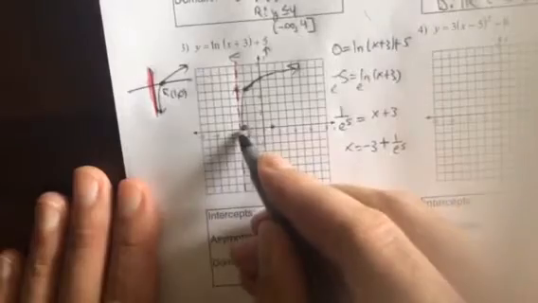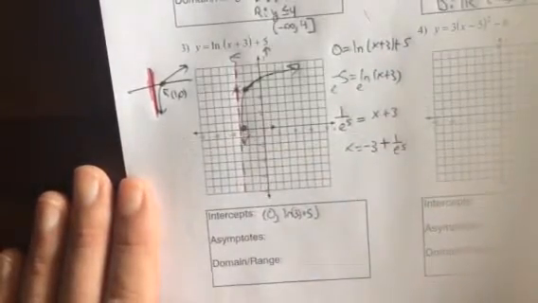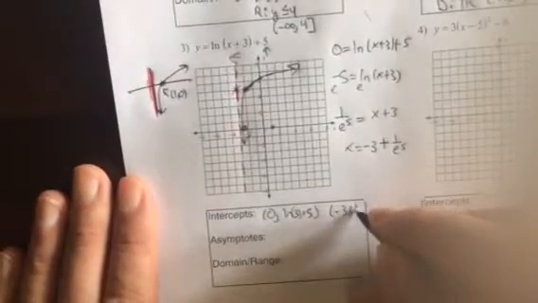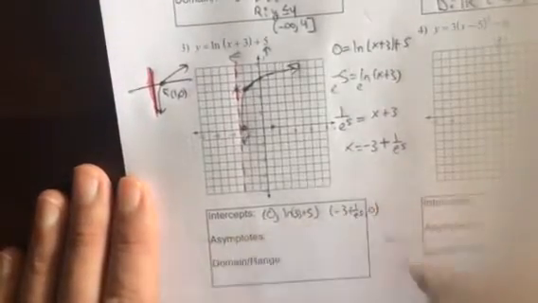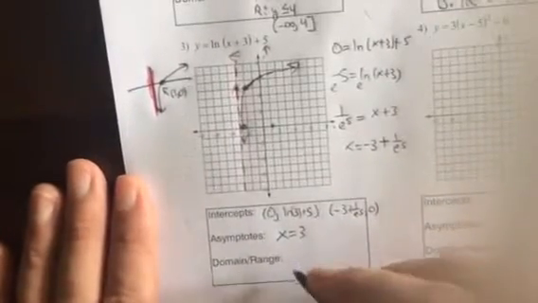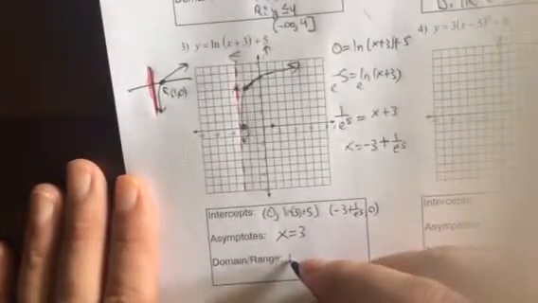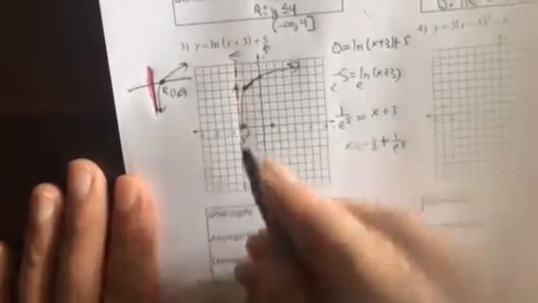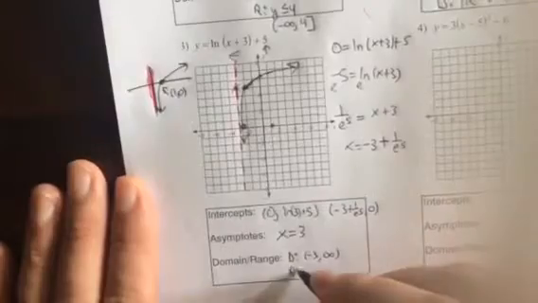And that should make sense. It's just a little bit to the right of negative 3. So the other one is negative 3 plus 1 over e to the fifth, comma 0. That's the x-intercept. There's an asymptote at x equals negative 3, and the domain is from negative 3 to infinity, but there is no value at negative 3. And the range is all real numbers.